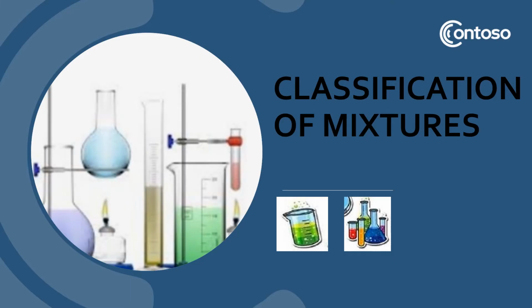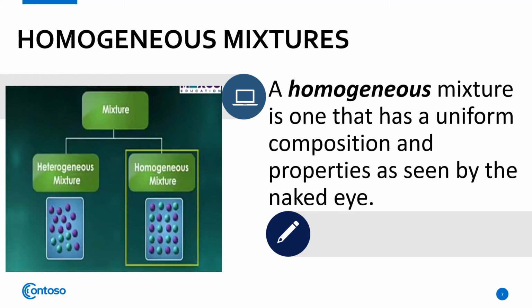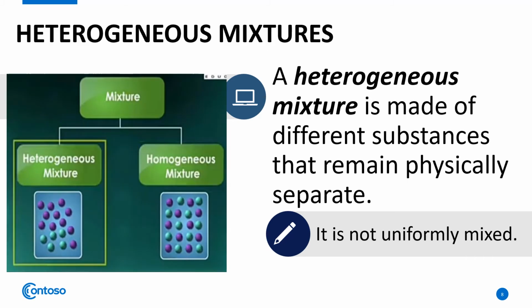Let us proceed to the classification of mixtures. As I have said a while ago, mixtures can be classified as homogeneous or heterogeneous. Let's start with homogeneous mixtures. A homogeneous mixture is one that has a uniform composition and properties as seen by the naked eye. And a heterogeneous mixture is made of different substances that remain physically separate. It is not uniformly mixed. Take a look at our illustration.